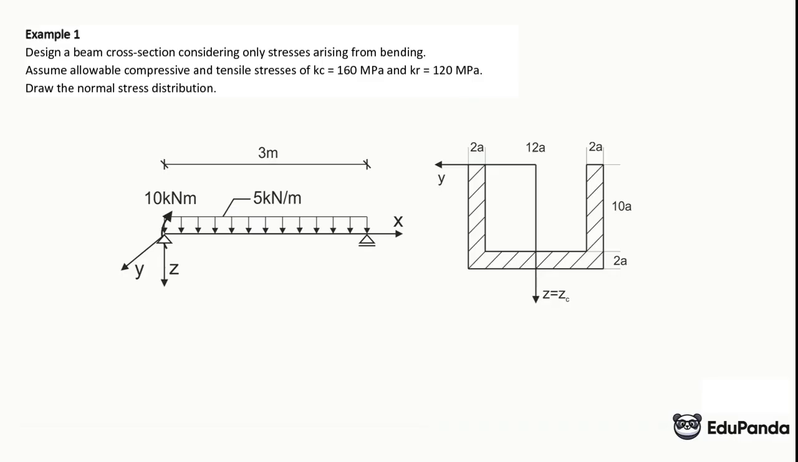Assume allowable stresses for compression and tension. For compression, 160 megapascals. For tension, 120 megapascals. We also need to draw the distribution of normal stresses.